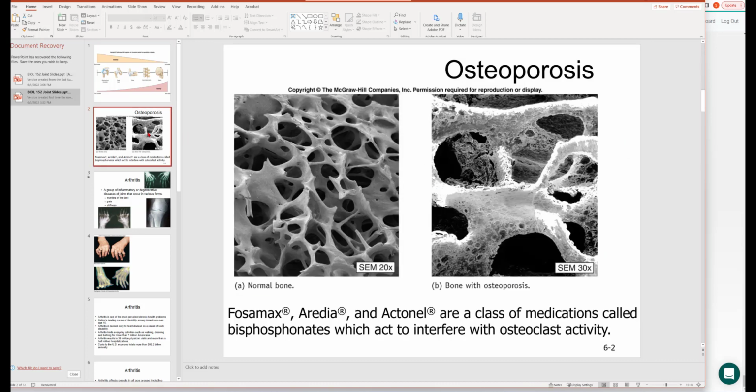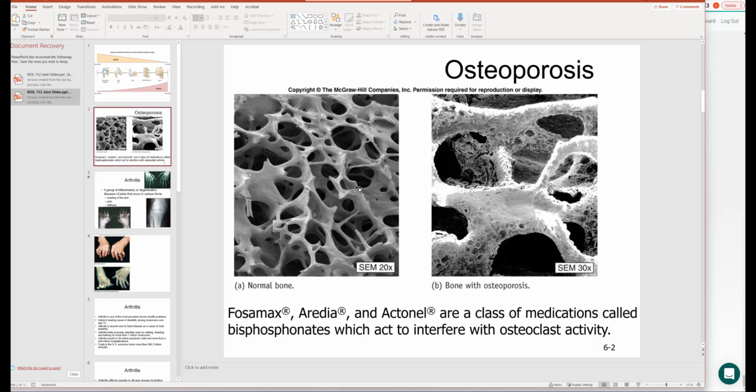I mentioned when we were discussing the bones, I didn't have this slide for you at the time, that osteoporosis is actually a disease of the spongy bone. Take a look at these two micrographs. These are scanning electron micrographs of spongy bone. Now, I think this is a little bit misleading, so I want to point it out to you, but notice that this is a 20x versus a 30x magnification.